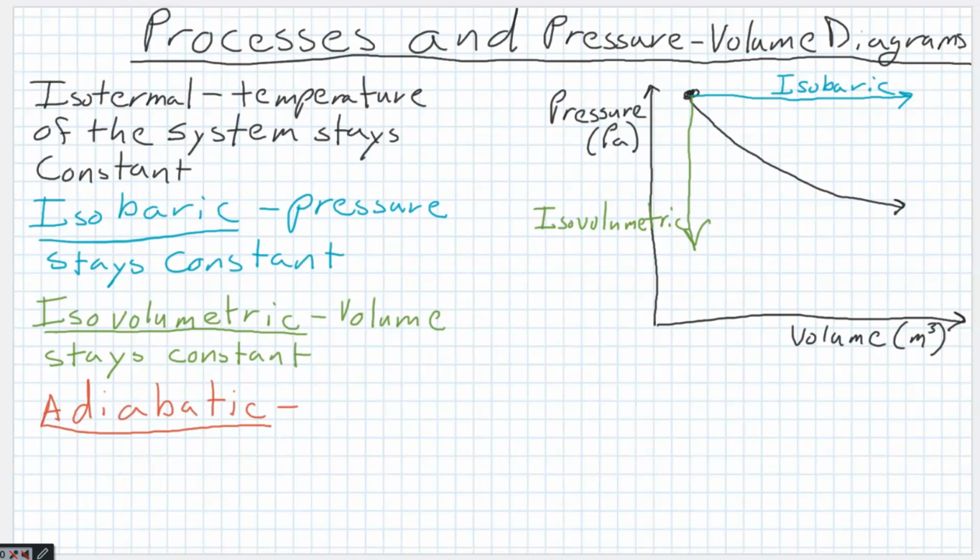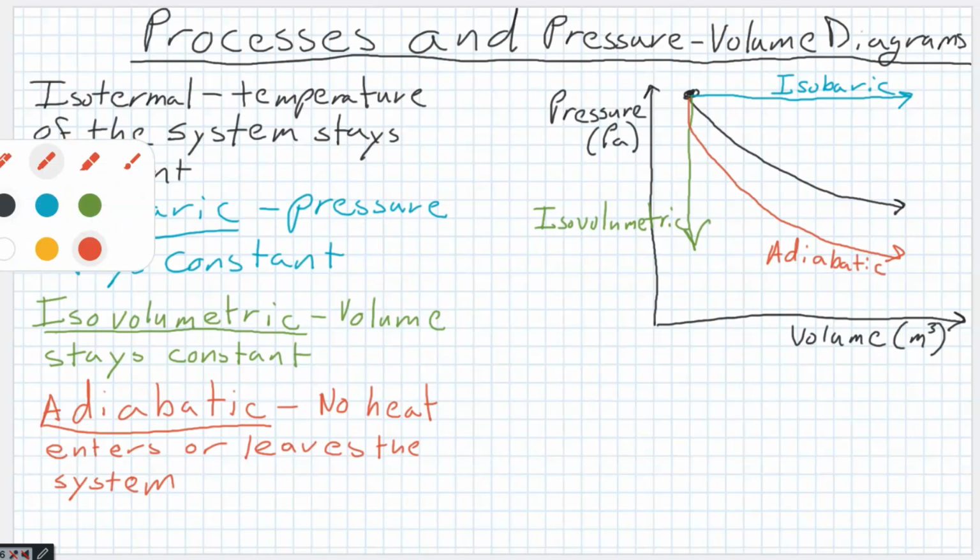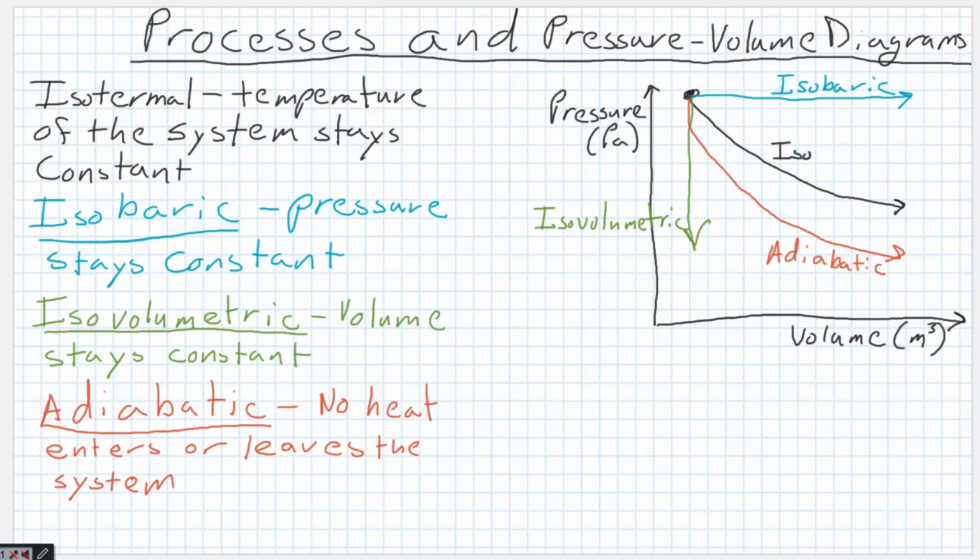The last process you'll learn about is an adiabatic process. An adiabatic process is where no heat enters or leaves the system. On the pressure-volume diagram, an adiabatic line would look similar to the isothermal line, but it would have a much steeper slope. This is an adiabatic expansion of my gas. Orange with a steep slope, and in black we see that the isothermal expansion has a less steep slope.